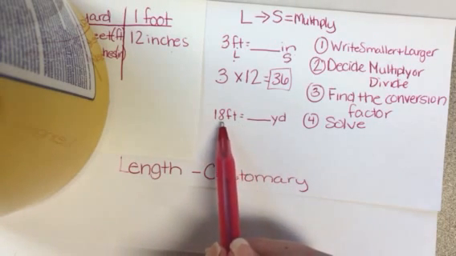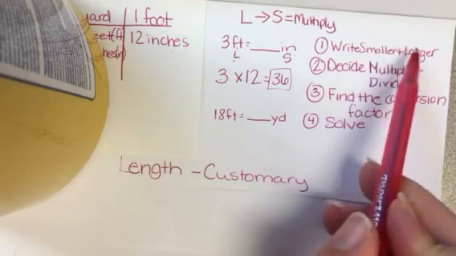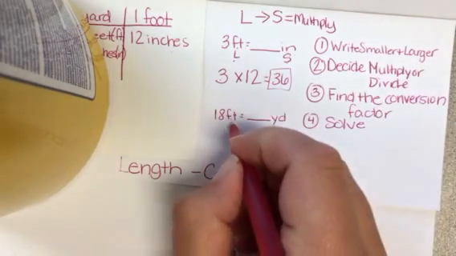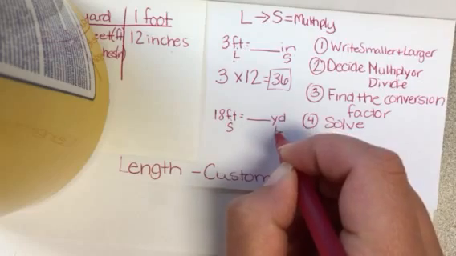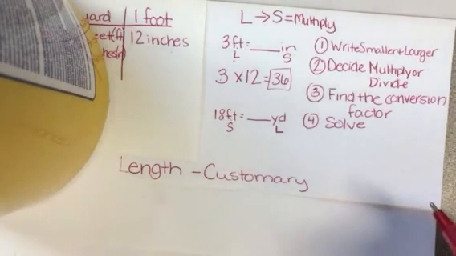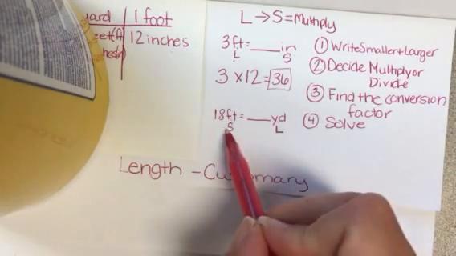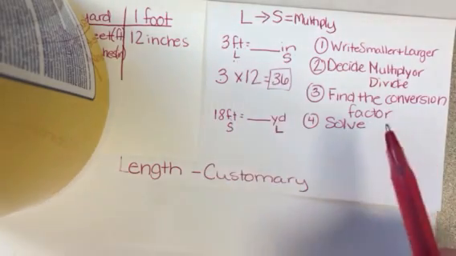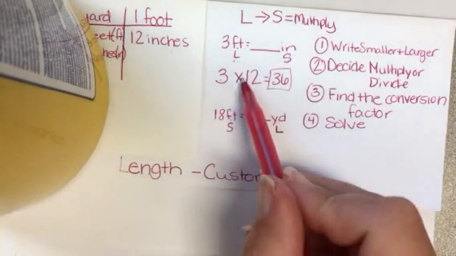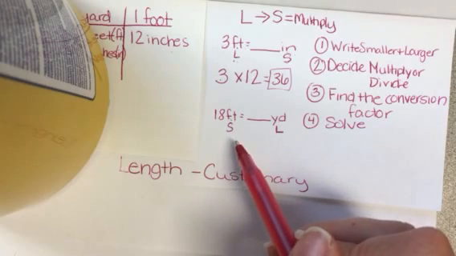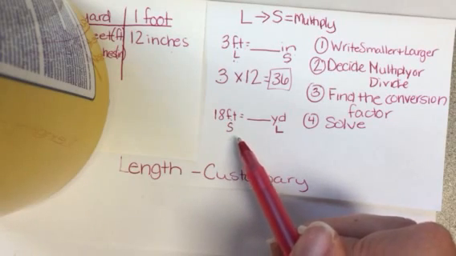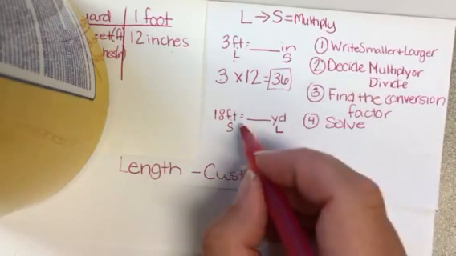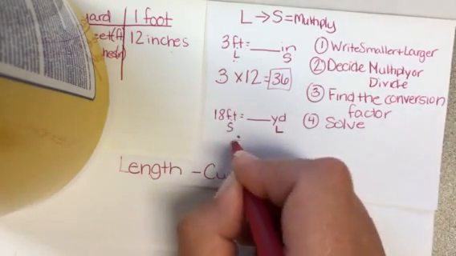So step 1, write smaller and larger. Which one's smaller, a foot or a yard? A foot is smaller, a yard is longer. So this time I'm going from a smaller unit to a larger unit. I'm doing the opposite of what I did up here. So if this time I multiplied, what would it make sense that I would do if I'm doing the opposite? So this time I would divide.